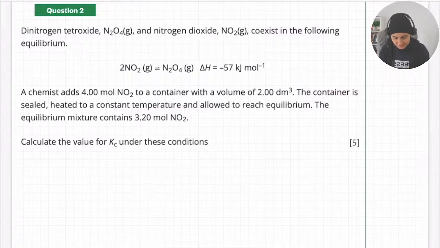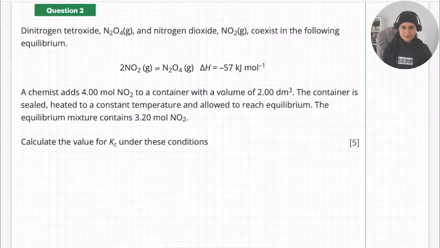So next one, dinitrogen tetroxide and nitrogen dioxide coexist. Okay, so we have equilibrium. A chemist adds 4 moles of NO2 to a container with the volume of 2 cubic decimeters. You see, not 1 anymore, so if you miss the volume here, you lose a mark. The container is sealed, heated to a constant temperature, allowed to reach equilibrium. The equilibrium mixture contains 3.2 moles of NO2. Calculate the value of Kc.